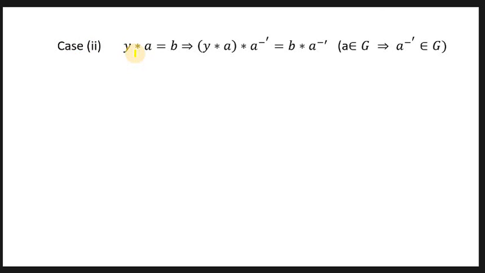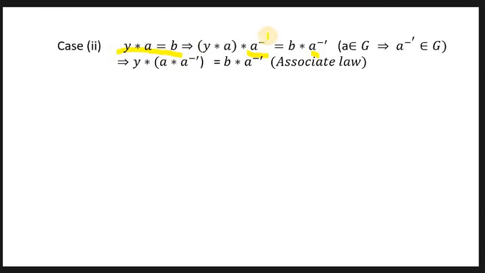Case 2. y star A is equal to B implies y star A inverse is equal to B star A inverse, because A inverse belongs to G as A belongs to G. It means A inverse is the inverse of A. So by post operating this, y star A is equal to B by A inverse on both sides, we get y star A is equal to B implies y star A inverse is equal to B star A inverse.